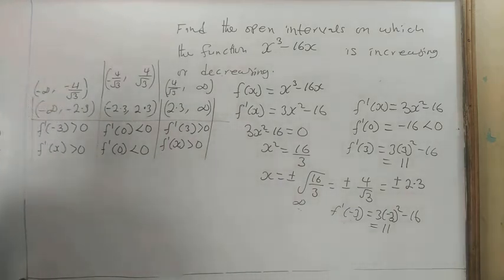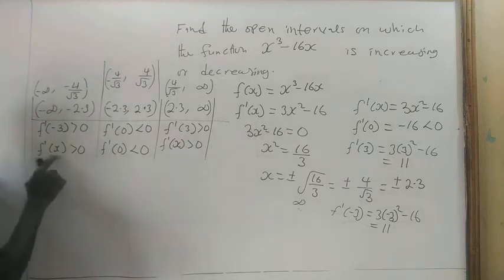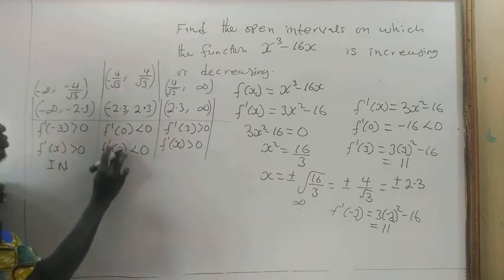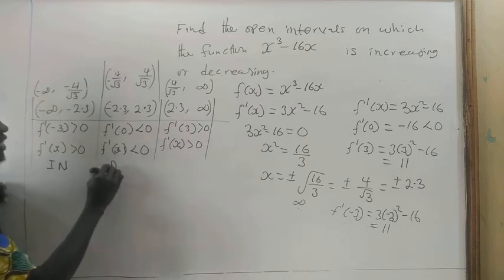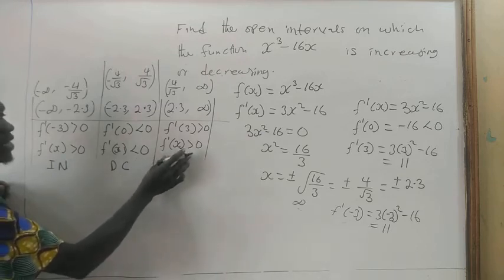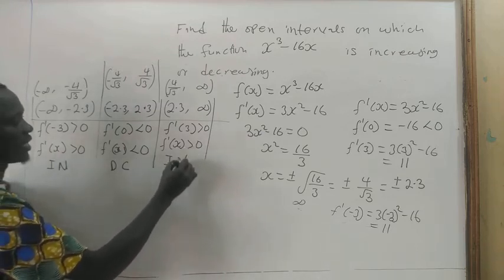Now, what can we see? f prime of x is greater than 0. Here we have an increasing function. Here f prime of x is less than 0, so the function is decreasing. And here f prime of x is greater than 0, so the function is increasing.